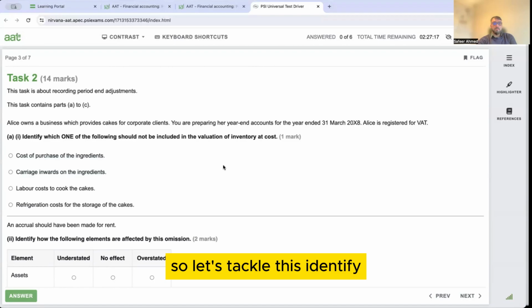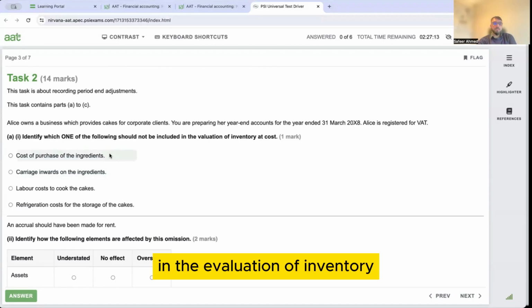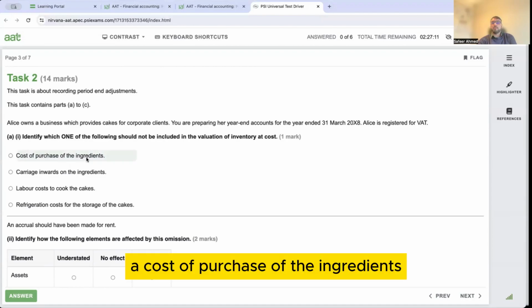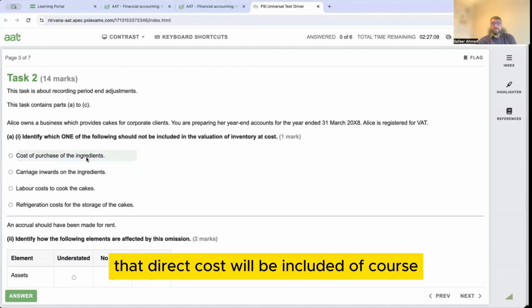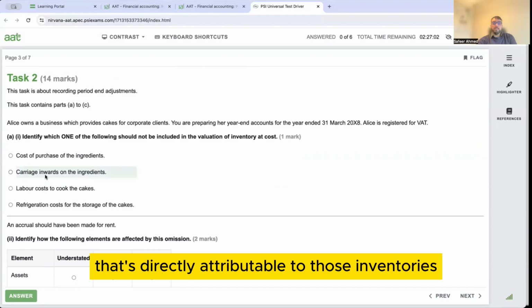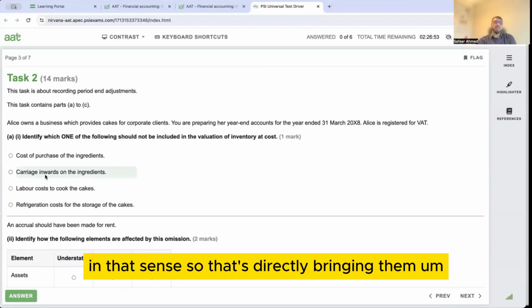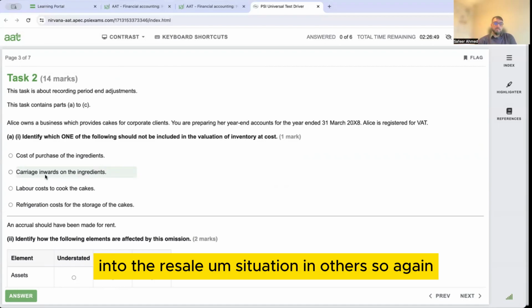So let's tackle this. Identify which one of the following should not be included in the evaluation of inventory. A, cost of purchase of the ingredients, that's direct material, that's direct cost, will be included, of course. Carriage inward on the ingredients, again, that's directly attributable to those inventories. So that can be traced within a unit of output as well. That's directly bringing them into the resale situation, in other words.